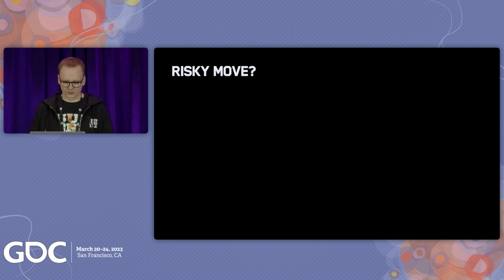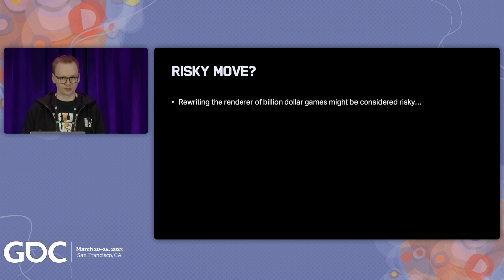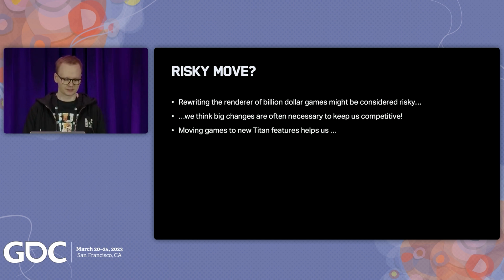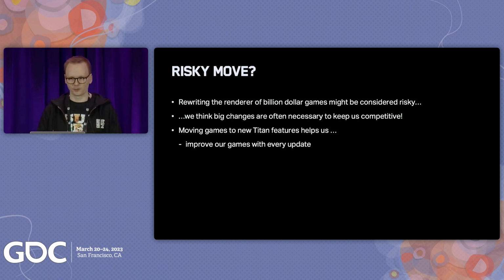So this could be considered a risky move, to rewrite the renderer of billion-dollar games, but we believe that changes like these are often necessary to keep us competitive. We keep moving our games to new Titan features because it helps us in many ways. It helps us improve our existing games with every update. If we, for instance, develop a new content delivery system, then these games are able to deliver better and more content to our players.